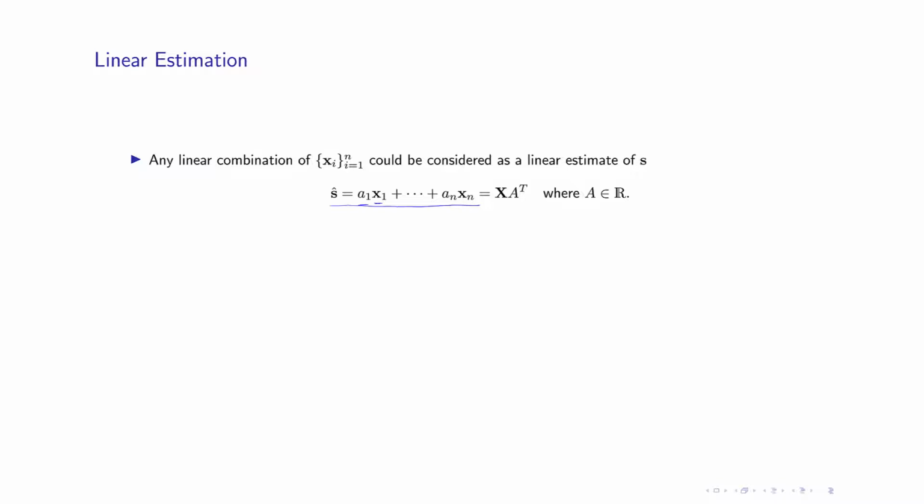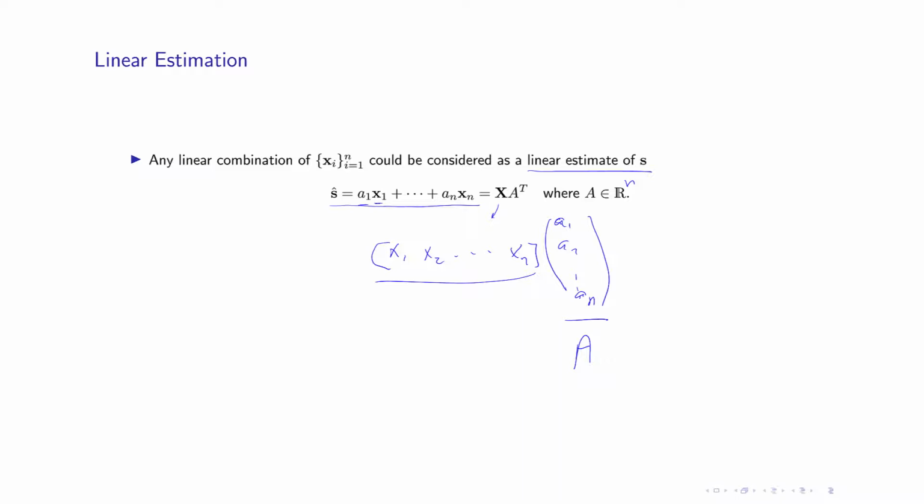So if you write this as a vector, where x is x1, x2, ..., xn as a row vector, and you write a as a1, a2, etc., up to an, denote this by a, a real vector of size n, and x is a random row vector of size n. You could consider this as a linear estimate of S.